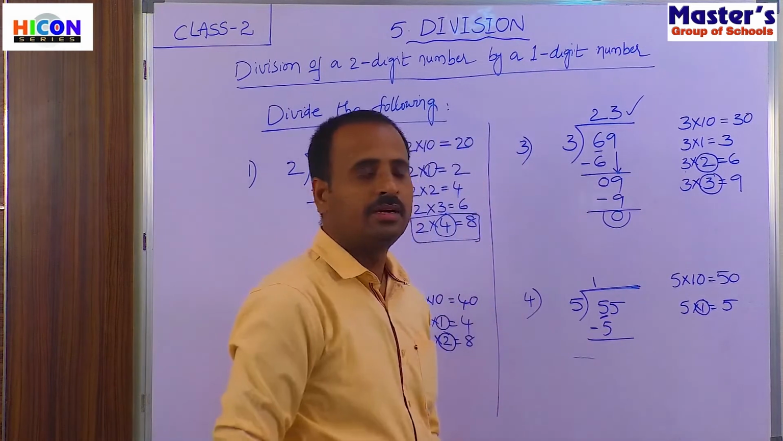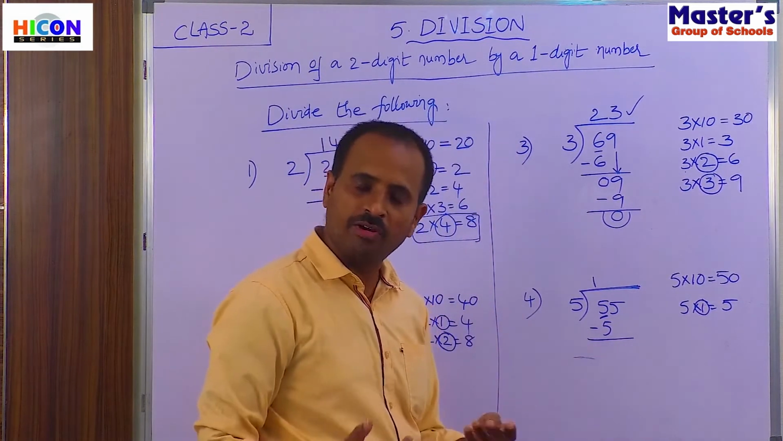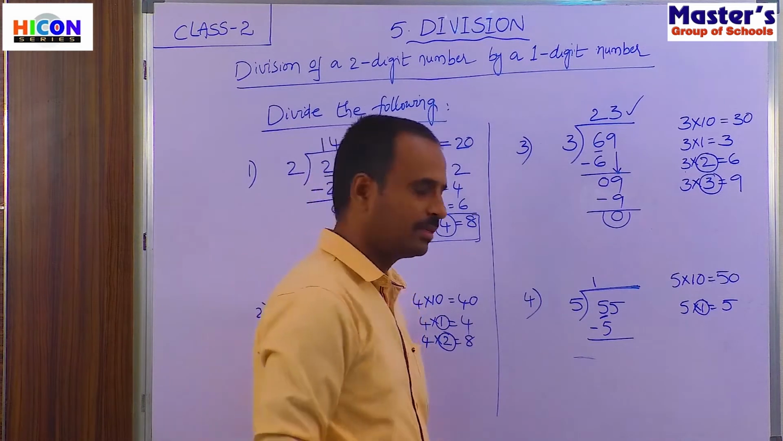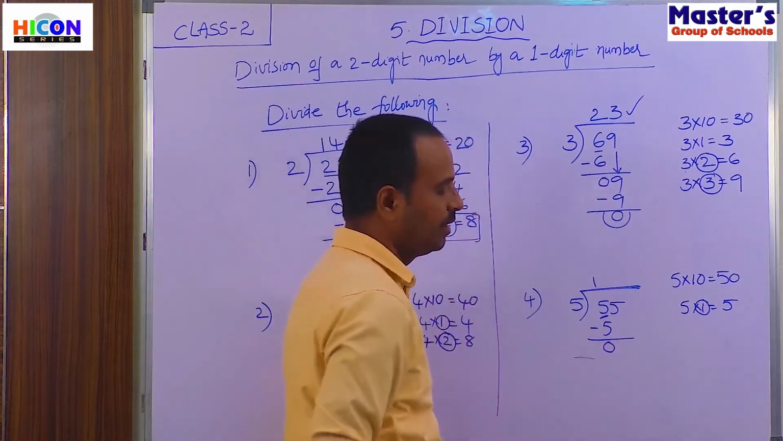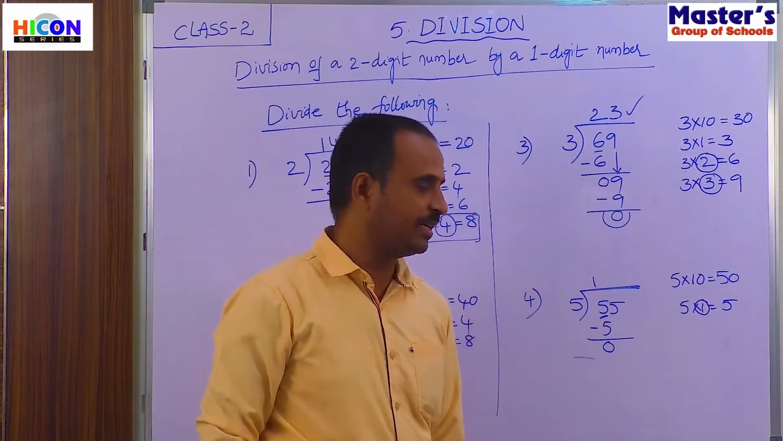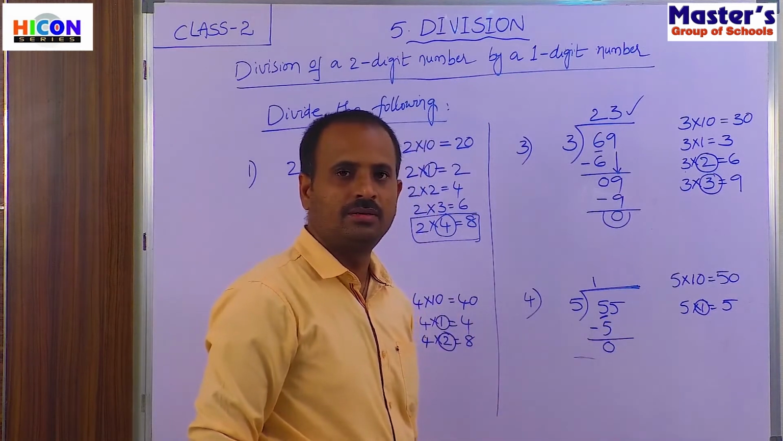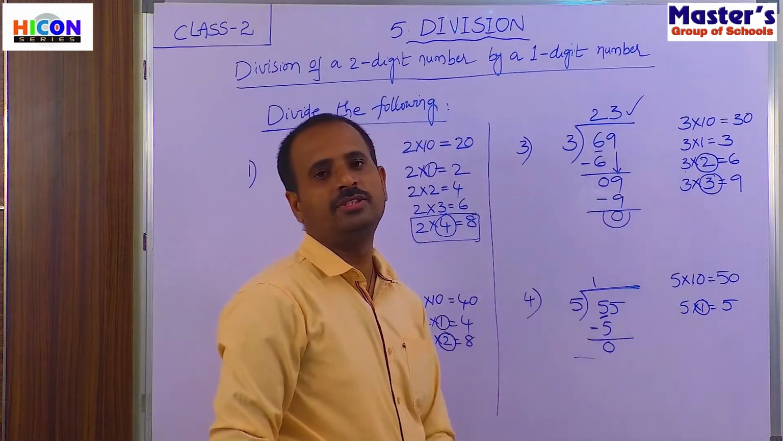And subtract. That is 5 minus 5. Children, how much is 5 minus 5? So 5 minus 5 is 0. And there is a second digit in the dividend. What is the second digit? 5. So let us bring down the second digit.